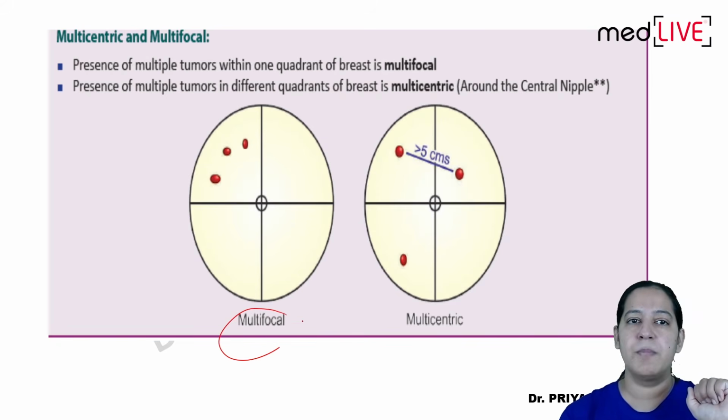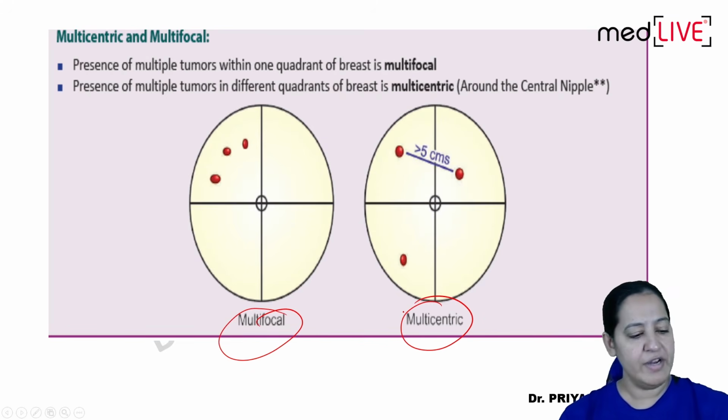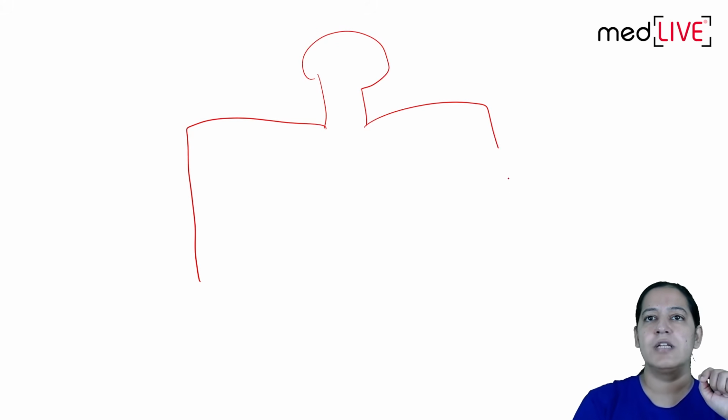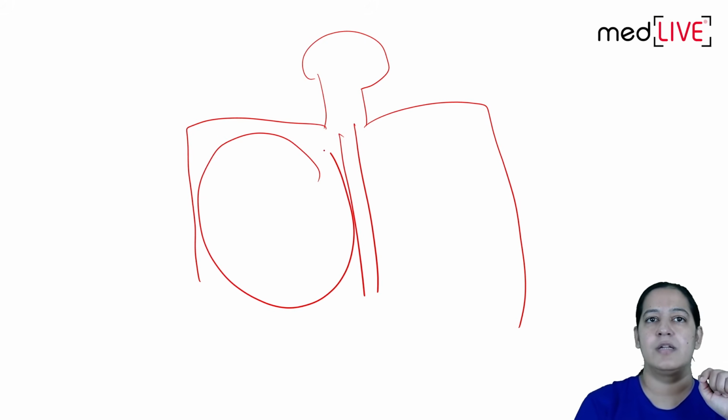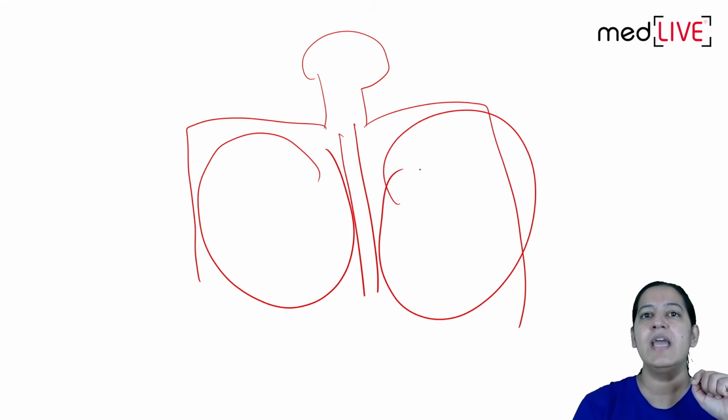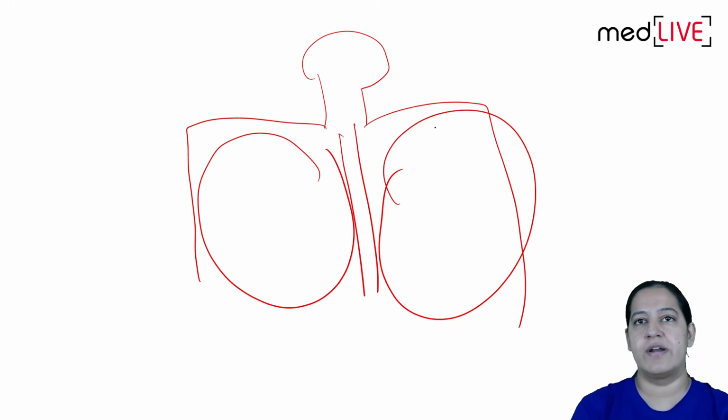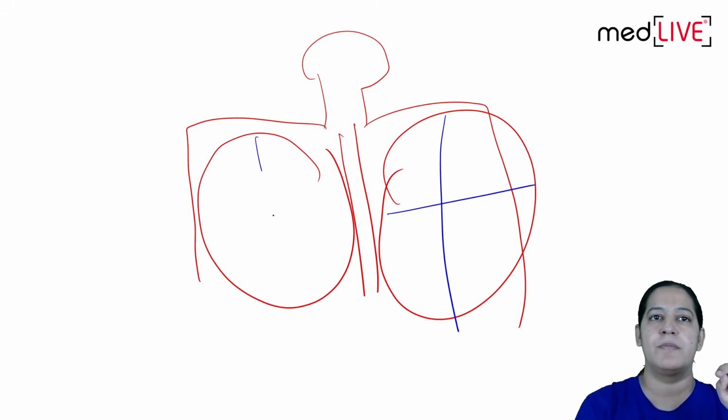Now there are two terms, multifocal and multicentric. You know, we divide the breast. Let me draw a rough sketch diagram. This is the thorax of a female. This is the sternum. And these are the two breasts, right and left, you can see. Breast is divided into four quadrants. So these are the four quadrants. Both the breasts are divided.